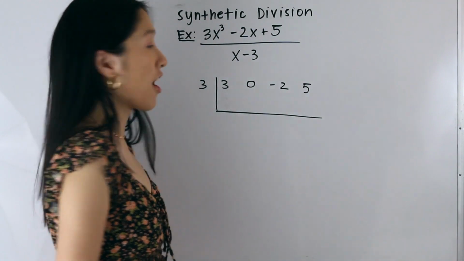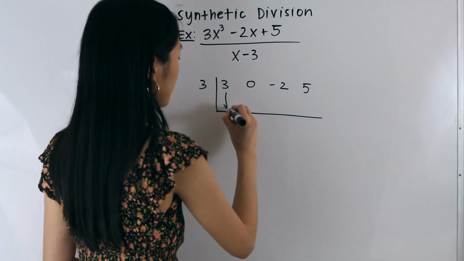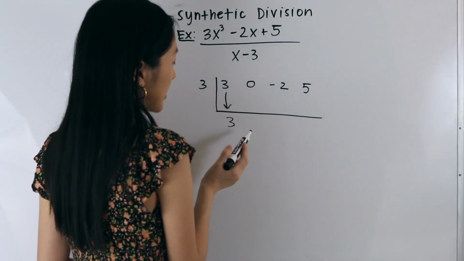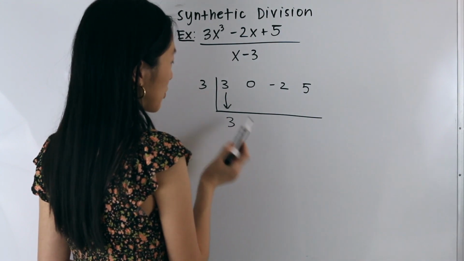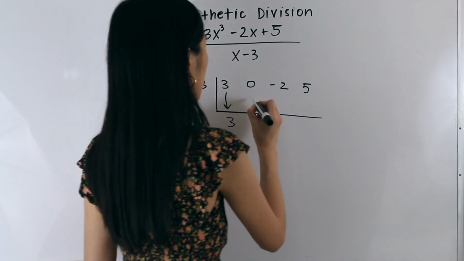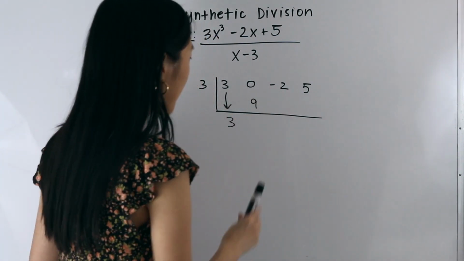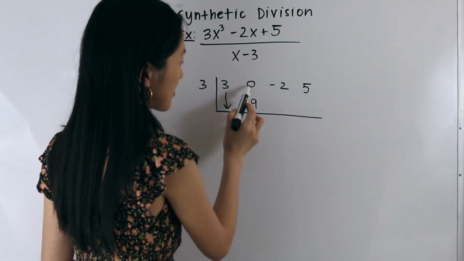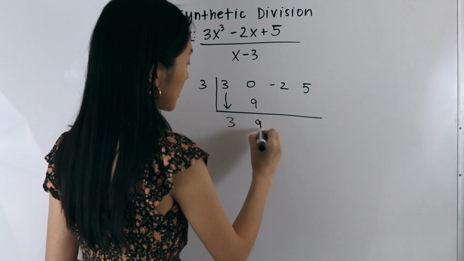So let's go ahead and start off by bringing this first term down. So what we do next is we take this term here and we multiply it by the number outside. So we have 3 times 3, which is equal to 9. And then we add the terms in this column here. So we have 0 plus 9, which is equal to 9.